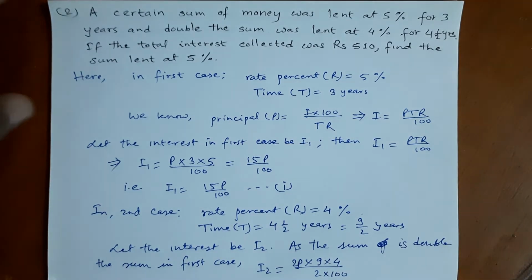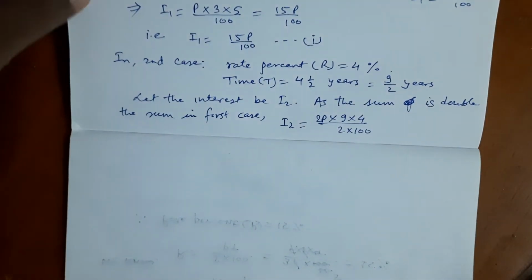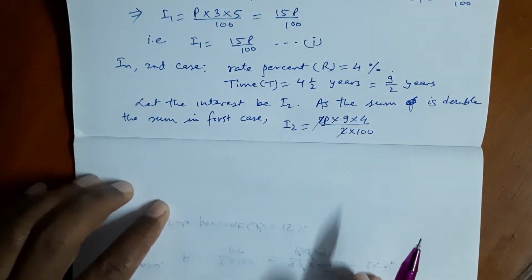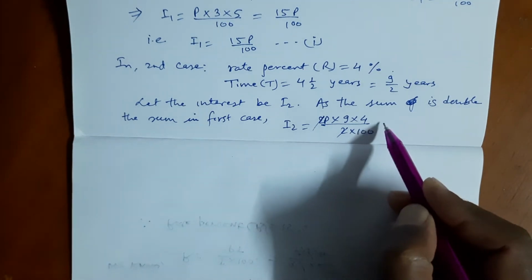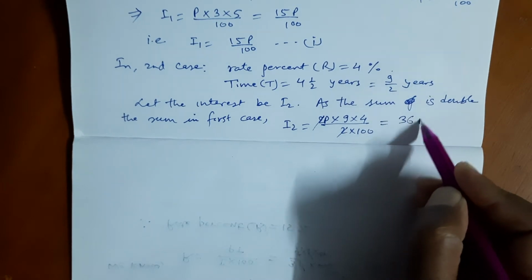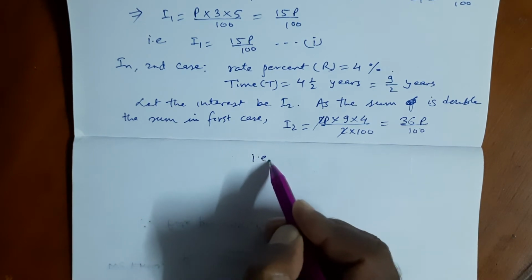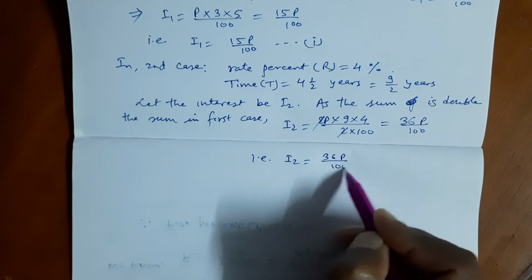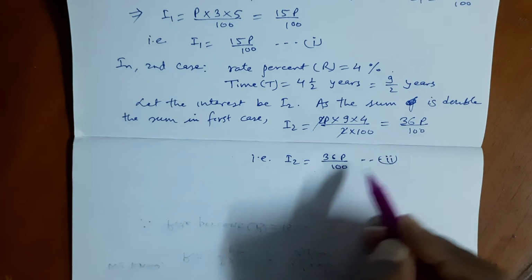Now here we cancel this 2 in numerator and denominator, and this equals 9 times 4 is 36P over 100. That is I2 equals 36P over 100. Say this is equation 2.